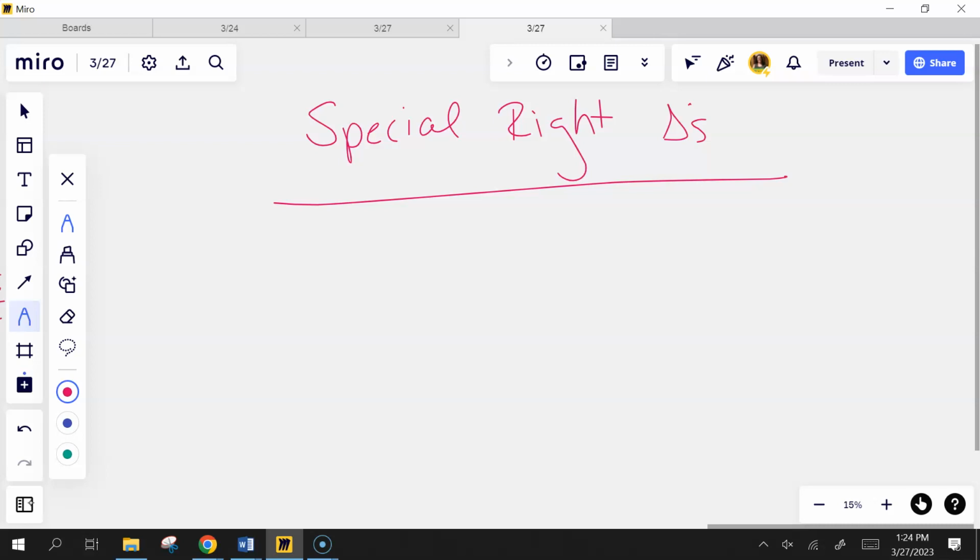So, okay, it has to be a right triangle. Here, there are 2 types. There's a 45, 45, 90. And there's a 30, 60, 90. These are very special, and I'm fixing to show you why.